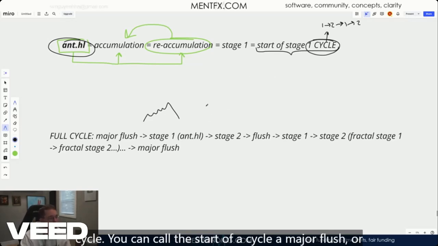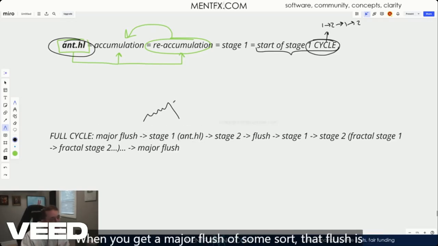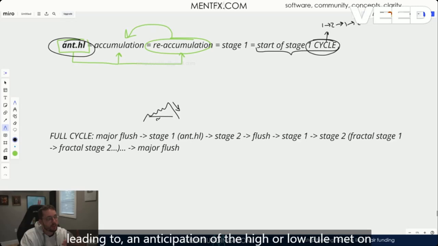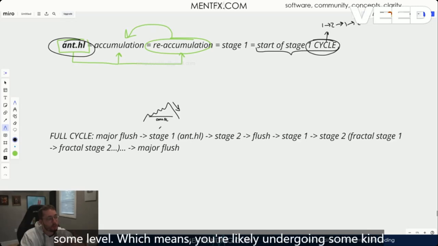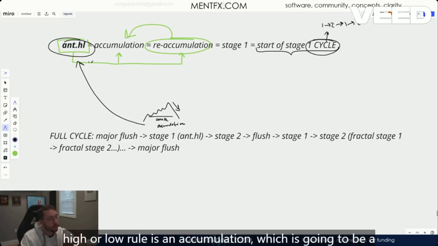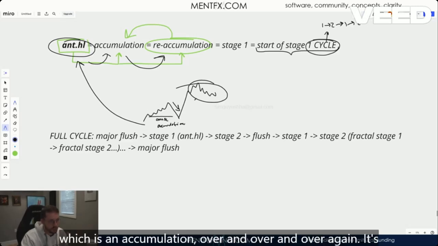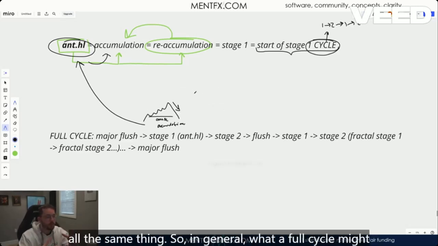You can call the start of a cycle a major flush or the fact that you're having this happen, because both of these, if you think about them, happen in the same respect. When you get a major flush of some sort, that flush is leading to an anticipation of the higher low rule met on some level, which means you're likely undergoing some kind of accumulation. Because as we think back to some of the prior videos, an anticipation of the higher low rule is an accumulation, which is going to be a reaccumulation, because if this starts to go and it reaccumulates, it's basically just a reaccumulation, which is an accumulation over and over and over again. It's all the same thing.